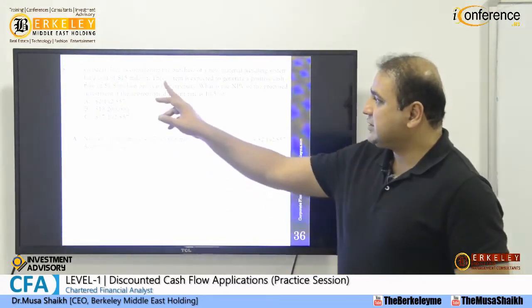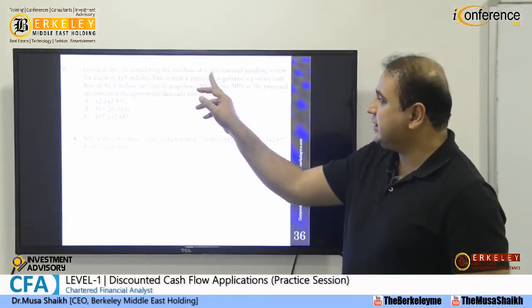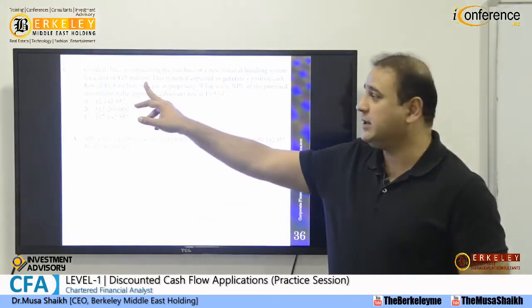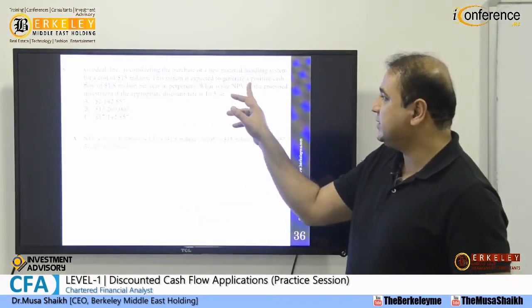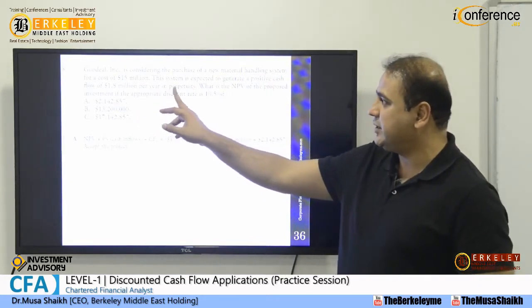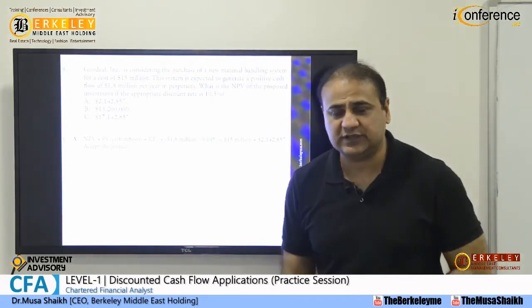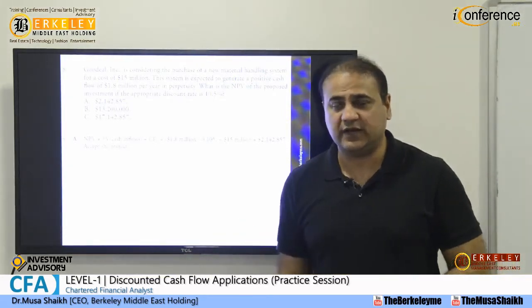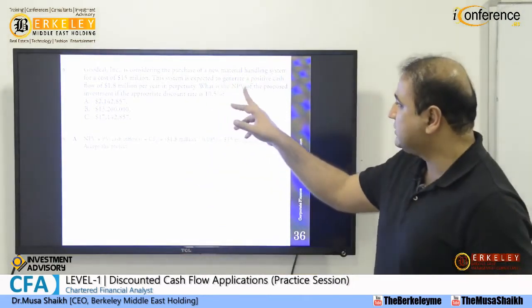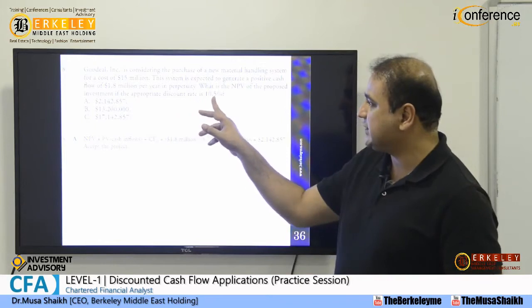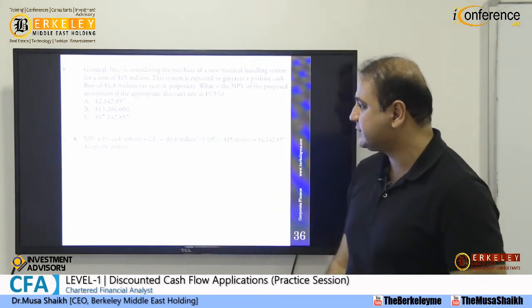Let's do another question. Good Deal is considering the purchase of a new material handling system for a cost of 15 million. The system is expected to generate a positive cash flow of 1.8 million per year in perpetuity. When we say perpetuity, this is a series for an indefinite period of time. What is the NPV of the proposed investment if the appropriate discount rate is 10.5%?